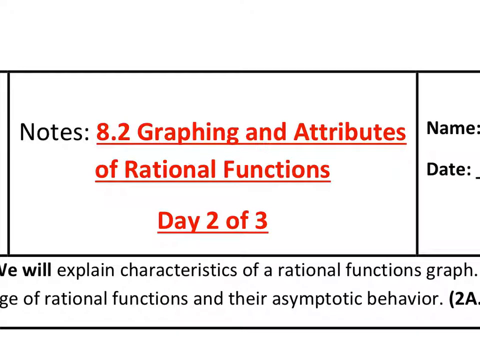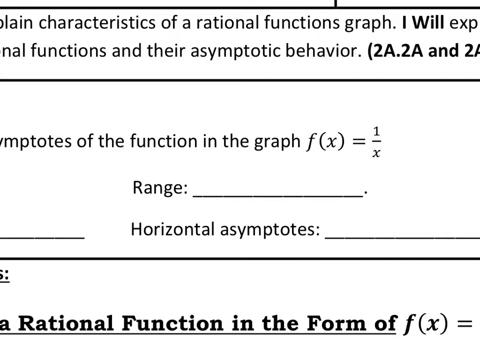Good morning. This is part 2 of Graphing and Attributes of Rational Functions. This is from Chapter 8, Section 2 of the Big Ideas Algebra 2 book. Again, we are going to discuss domain, range, asymptotes, and transformations of rational functions, but written in a different form.